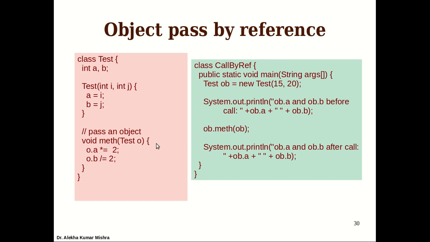You can see that it's a simple example here. For class test, the math method is modifying the a value by doubling it and dividing the b value by 2, whatever the initial values of a and b are. So when we pass it, whatever changes are made will be reflected in the original object. So we can see this example.